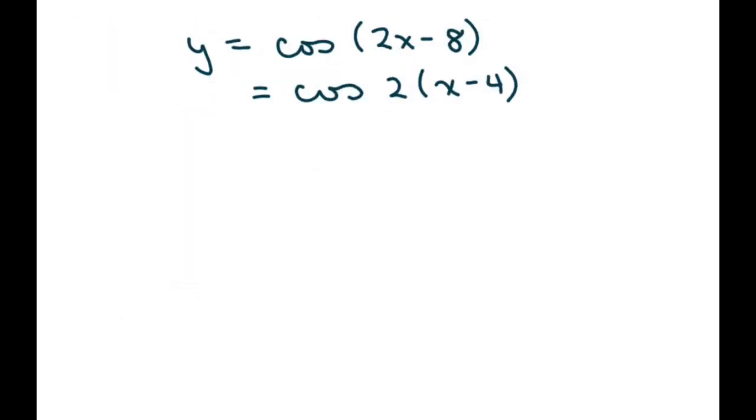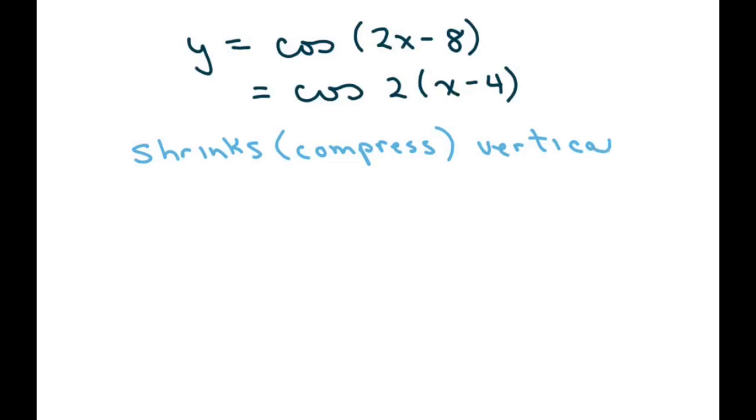The next one we have is this one, y equals cosine of 2x minus 8. So there's no reflection. We do have a compression, so it shrinks or compresses vertically. Okay, because of this 2 here. I pulled out the 2.